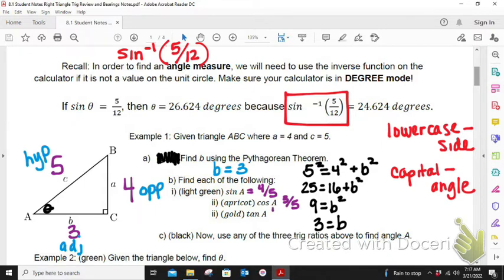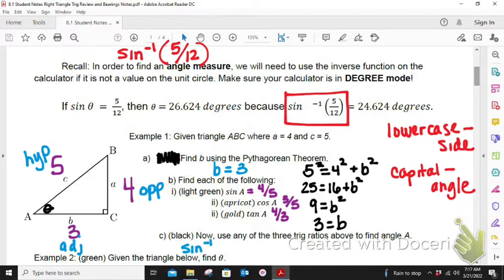4 over 3. So we can use any of the three ratios to find angle A. So you have 3 choices to do part C. For part C, in your calculators, you could type in the inverse sine. All 3 are going to give you the same answer.